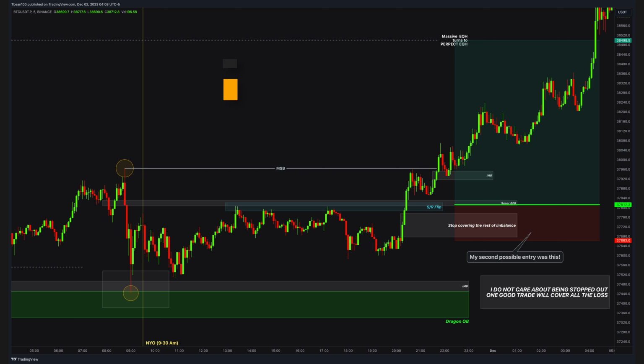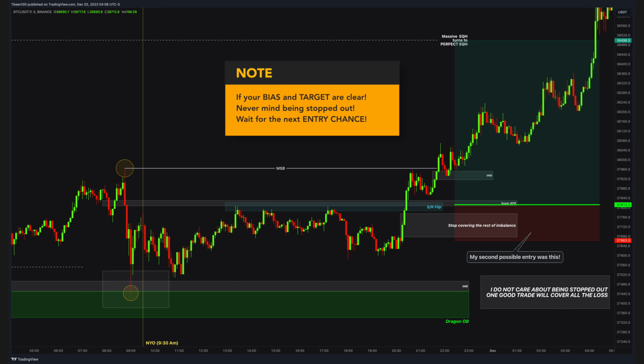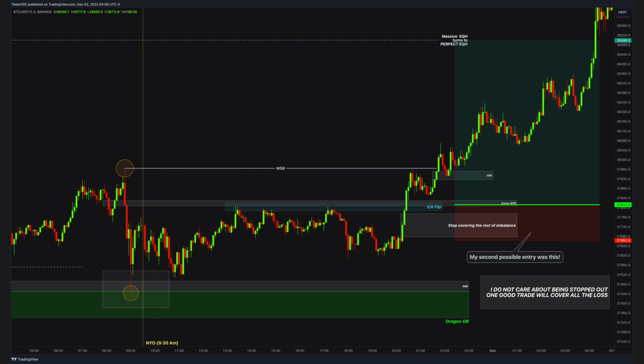You need to understand this. If I have a perfect target and bias set, I never mind losses. I can always re-enter trades because my bias and target are already set. I am confident. I do not need a perfect entry. I only need one good entry which will cover every loss and make me profit.